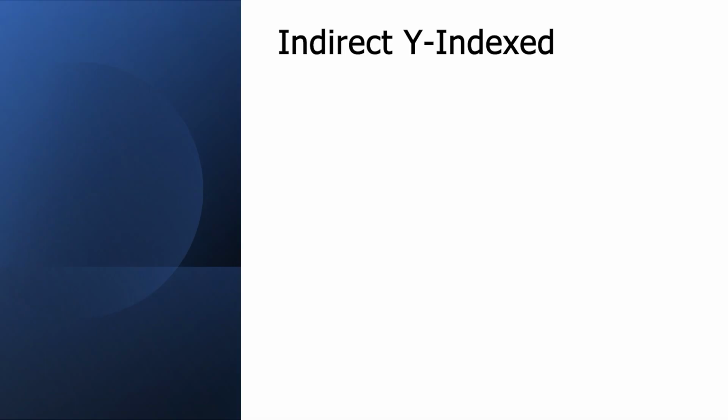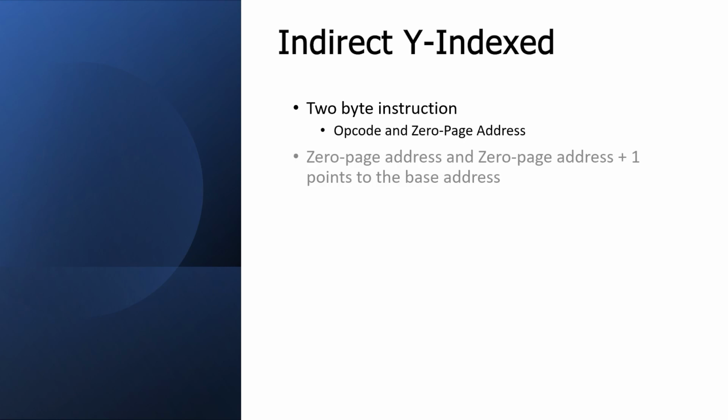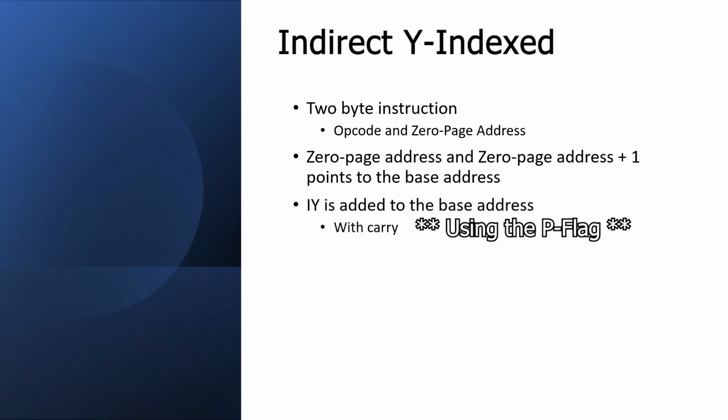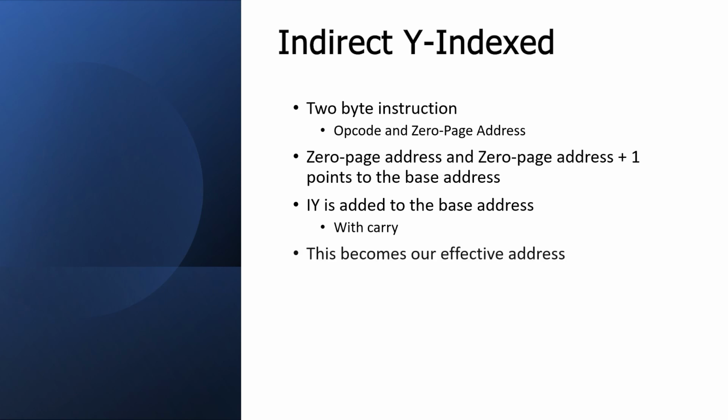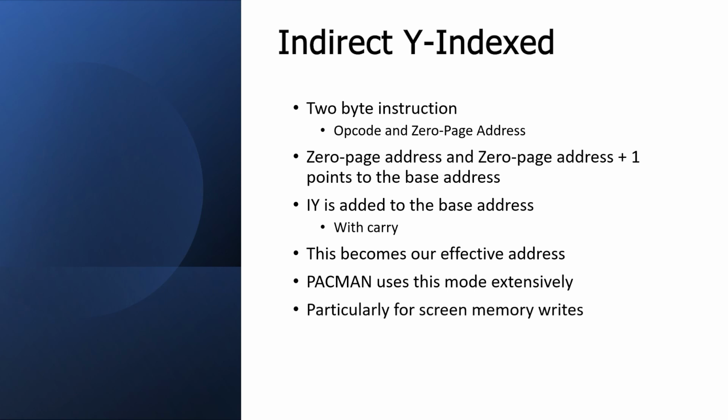Now let's look at indirect YIndexedAddressing mode. This is a 2-byte instruction, and the way it works is that the 0-page address and 0-page plus 1 point to the base address. This base address is 16 bits. Then we do an unsigned 8-bit addition with the index Y register with carry. This base address plus Y is our effective address, which is then used by the instruction execution phase. This mode is extensively used by the Pac-Man code, particularly for writing pixels to the screen.